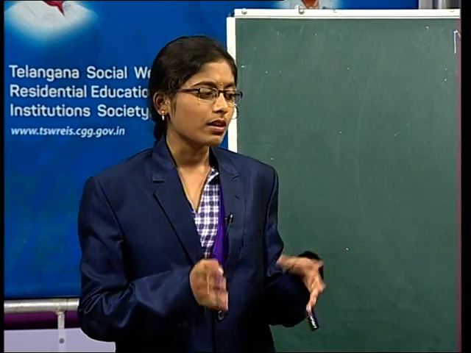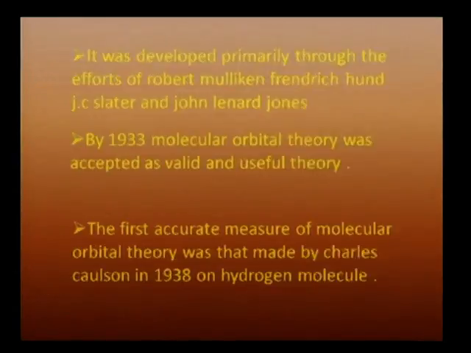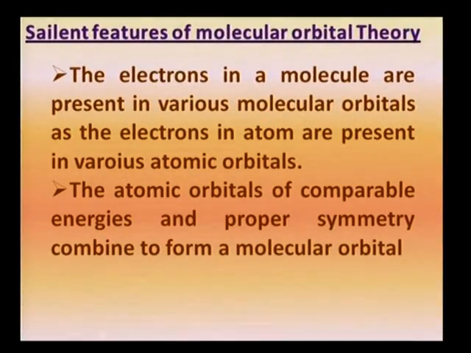This molecular orbital theory was proposed in the early 20th century and revolutionized the study of bonding electrons by approximating the positions of bonded electrons. And this molecular orbital theory was developed in the years after valence bond theory had been established, primarily through the efforts of Friedrich Hund, Robert Millikan, J.C. Slater, John Lennard Jones. Okay, let us learn some more about salient features of molecular orbital theory.